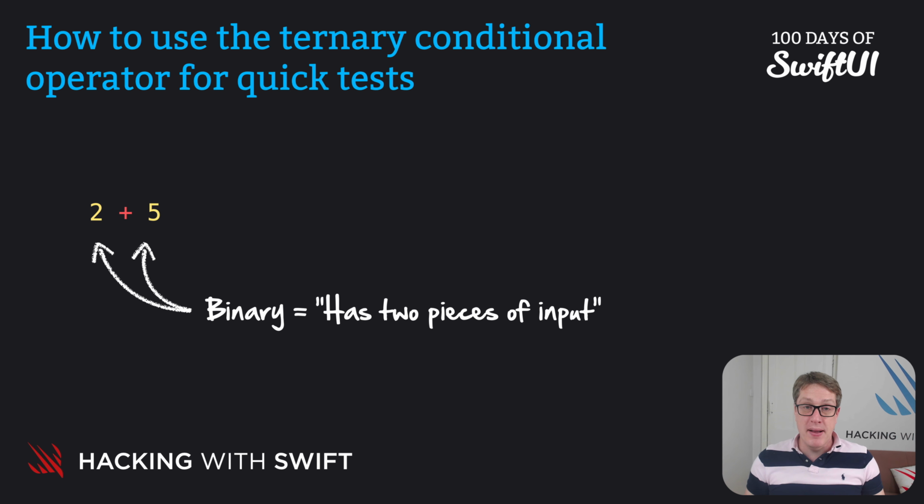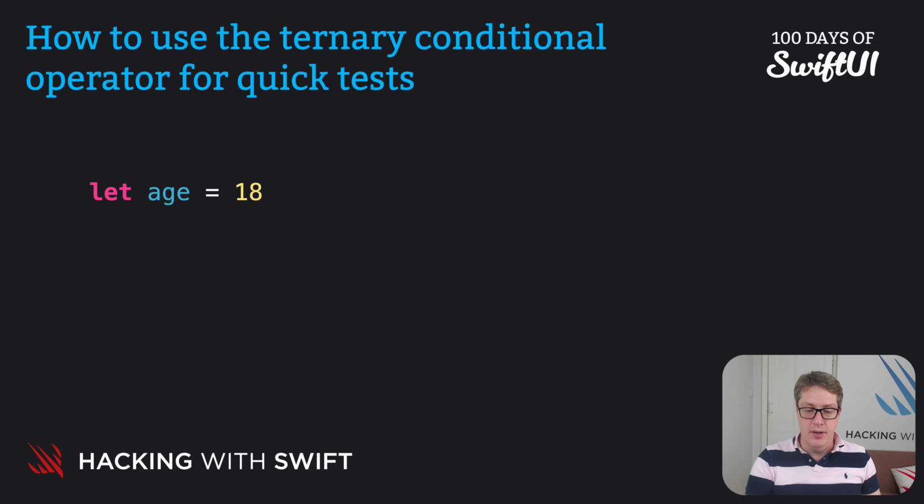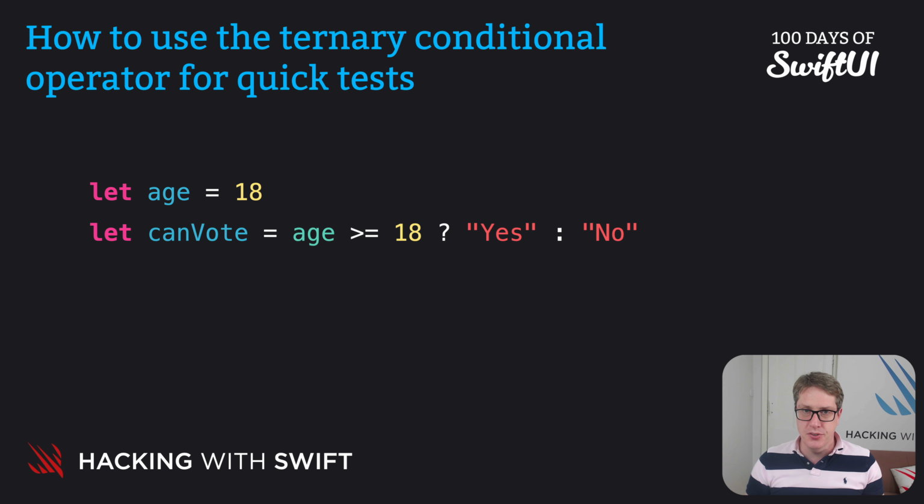For example, we could make a constant called age, set to 18 here. And I want to make another constant called canVote, set to either yes or no, depending on the value of age. And that can be done with the ternary operator by saying, let canVote equals age is greater than or equal to 18, question mark, yes, colon, no. And when this code runs, canVote will be set to yes, because age is greater than or equal to 18. It's exactly 18.